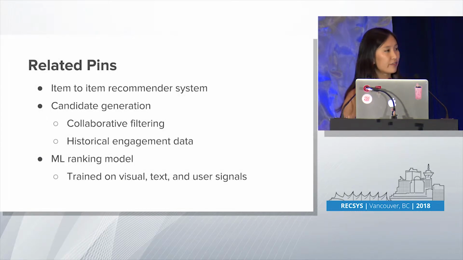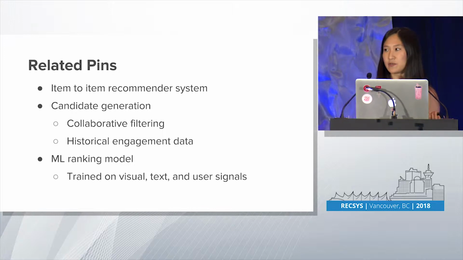Let me give you a quick overview of how this works under the hood. So, as you can see, related pins is an item-to-item recommender system. We generate candidates using a variety of techniques. A main one that we use is collaborative filtering, in which we leverage our data about which pins are often saved together. So if users tend to save pin A with pin B, we know that they're likely to be related, and we'll recommend them as related pins candidates for each other.